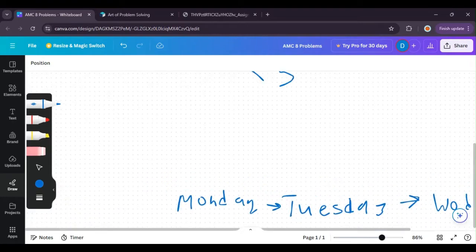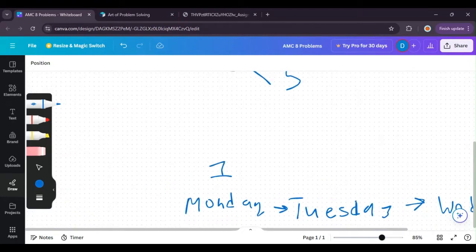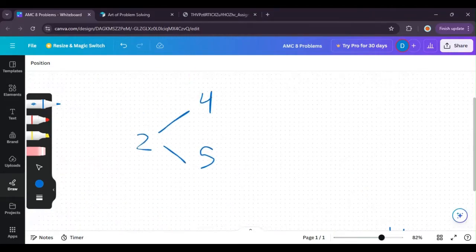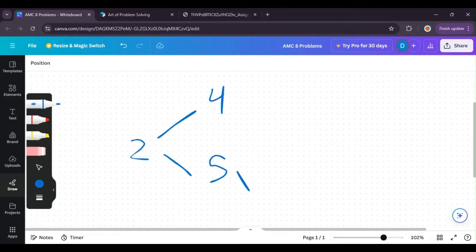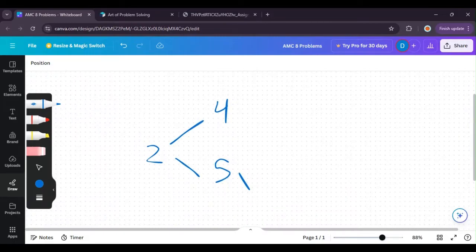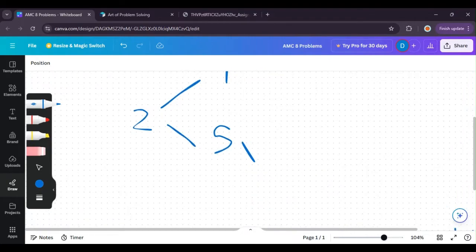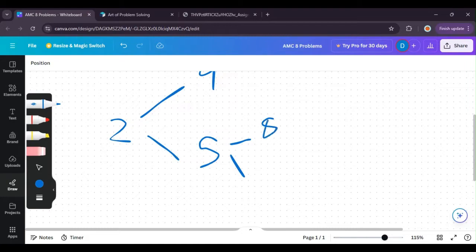And we can count the number of options he has. 1, 2, now he has 4. Okay, so he can either double the amount of money he had on Tuesday or gain $3. So he can gain $3 or double it.